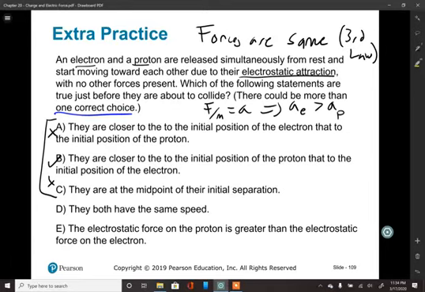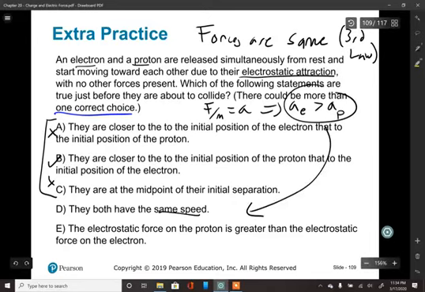So, same speed. Is this possible? Well, no. If they have different accelerations, they can't have the same speed. That one's out. And then option E violates the third law. So it's just B.